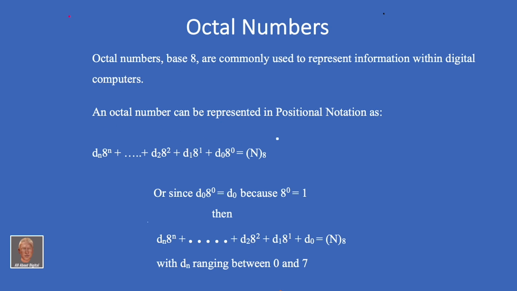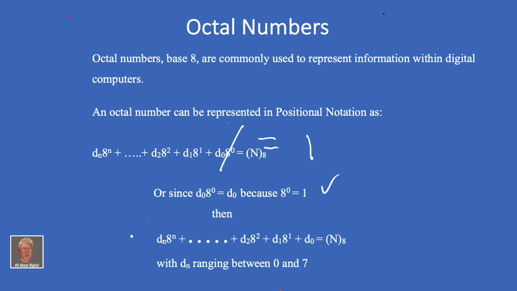So, an octal number can be represented in positional notation, just as we discussed before with other radix or bases. In the octal system, it's base 8. So the numbers are like d_n, the nth digit, times the radix, which is 8 to the nth power, all the way down to the least significant digit, which would be d_0 times 8 to the 0. But as we showed before, 8 to the 0 is equal to 1. And again, anything to the 0th power is equal to 1.